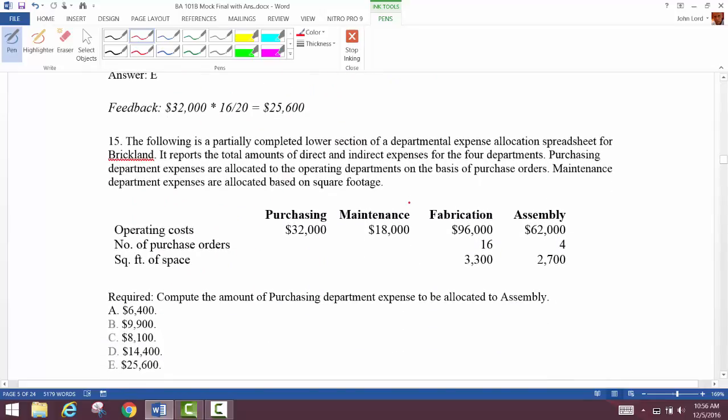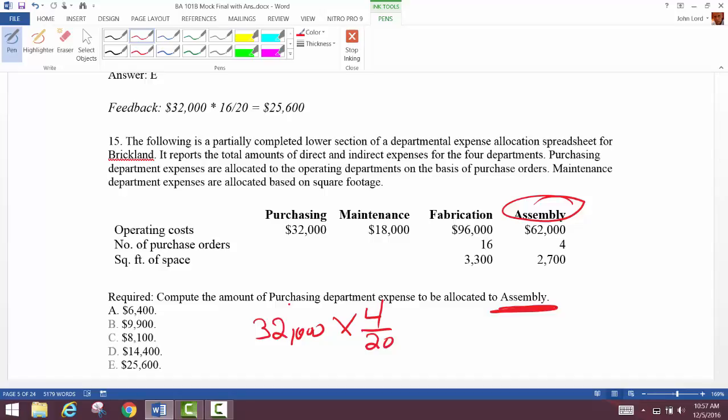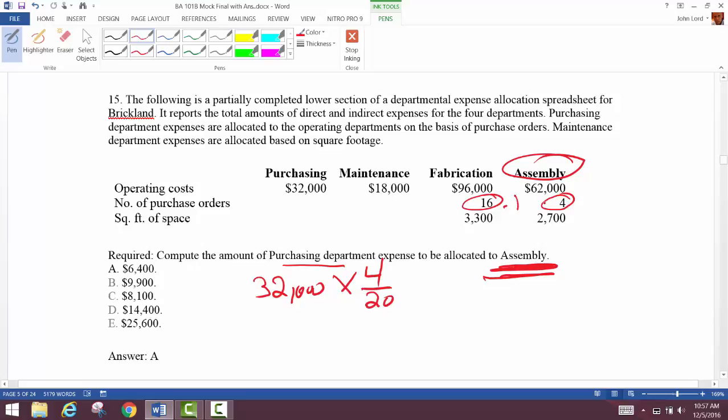Same question, but now they're asking for assembly, a different department. And obviously that's going to be the 32,000 times now 4 divided by 20. So it's purchasing department expense to assembly, right? Assembly's got 4 versus the 20 total, right? And when we allocate that, we get this 6,400. Okay, good.